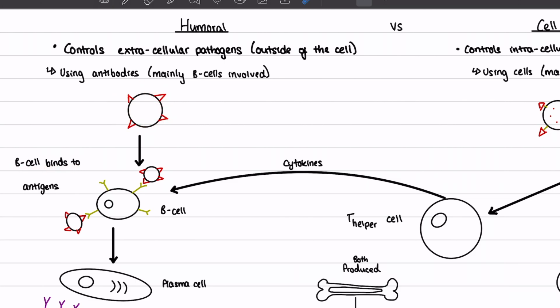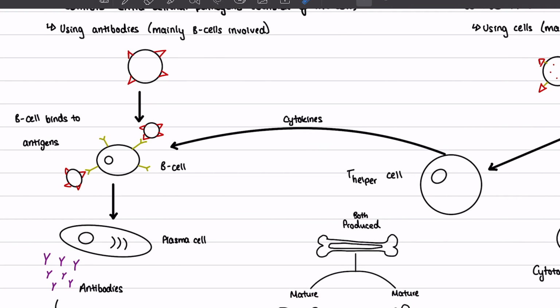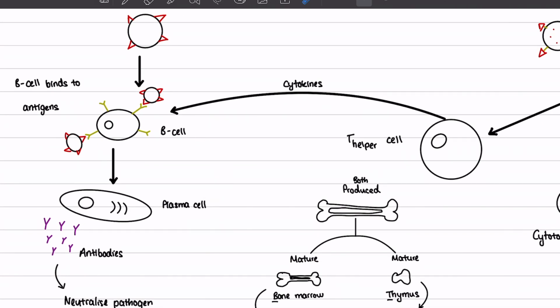The B cells attach onto the pathogen's antigens, as the lymphocytes have receptors on them that are complementary to the pathogen's antigens. With the help of T helper cells, which produce cytokines to stimulate the production of more B cells, the B cells then turn into plasma cells, which produce antibodies against these pathogens, which neutralize them.